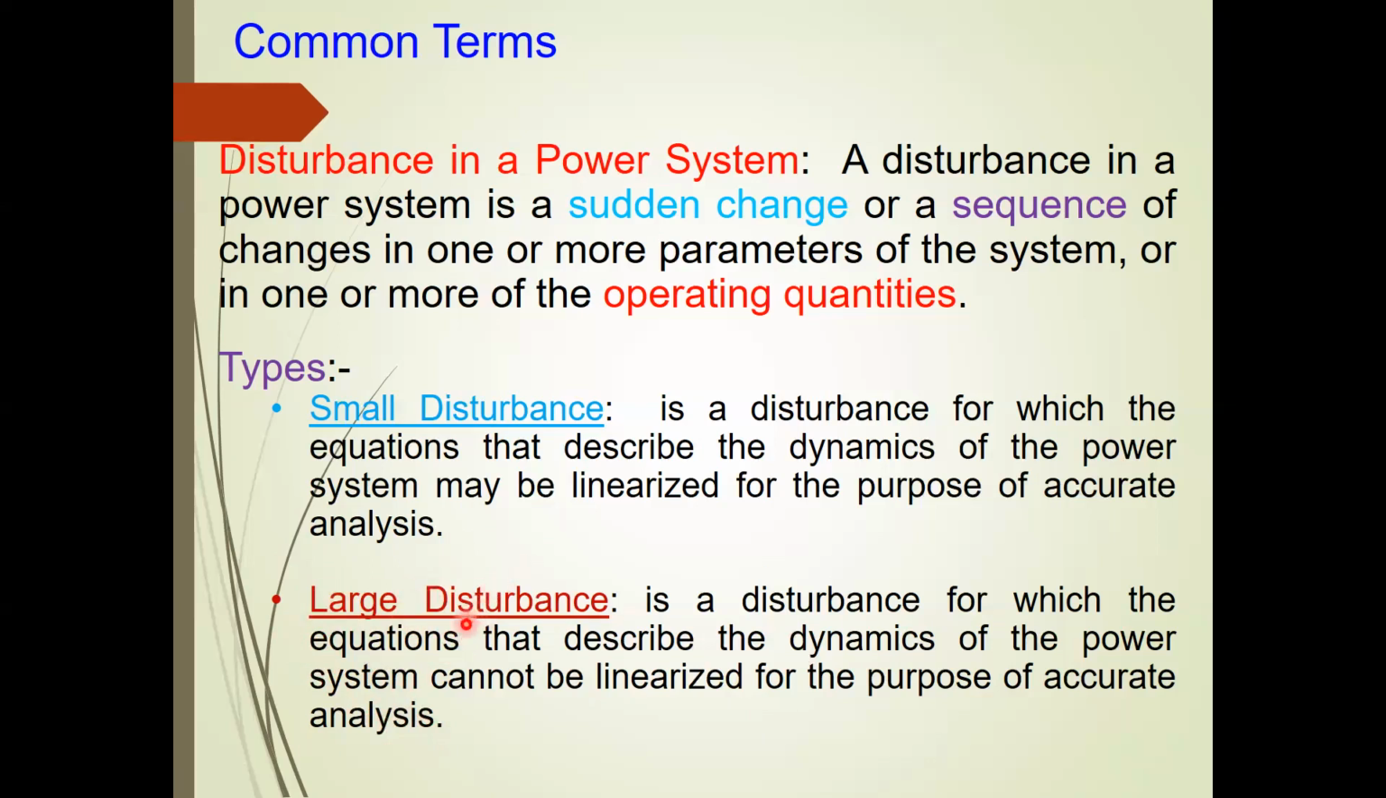Those disturbances for which the system dynamic behavior cannot be linearized for the analysis, we call them large disturbances here. Normally we observe that for all disturbances above 5%, we always use a non-linear model. We don't use a linear model. And if the disturbance is up to 5%, then the system can be linearized, and we use a linear model here, right?